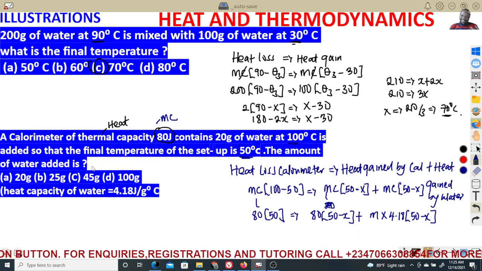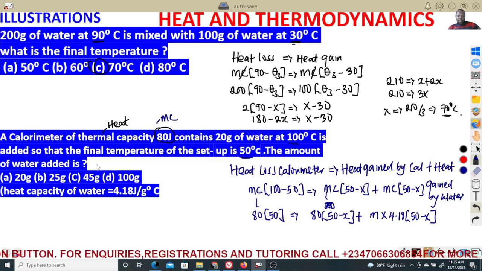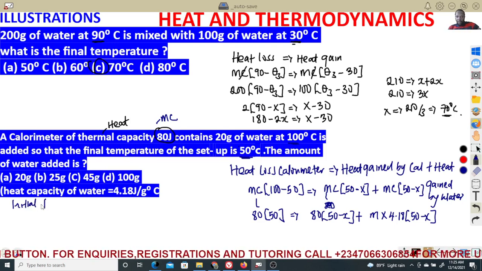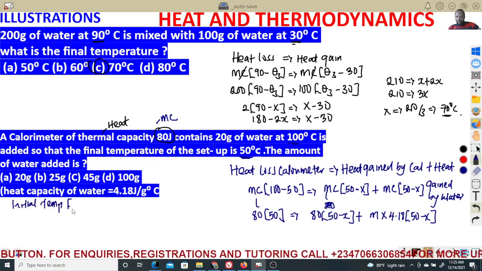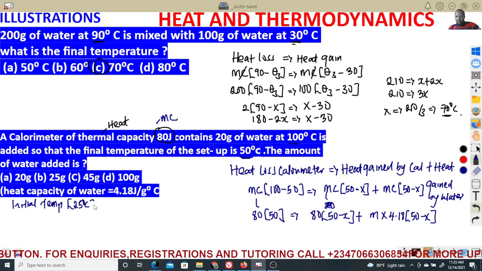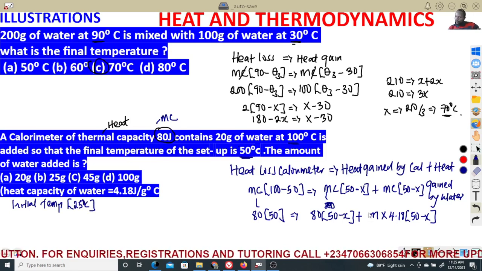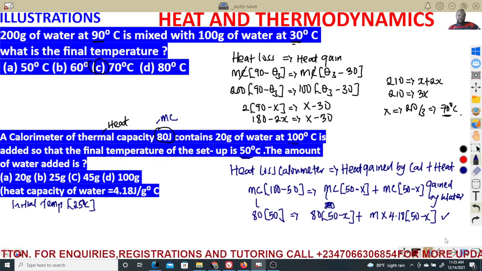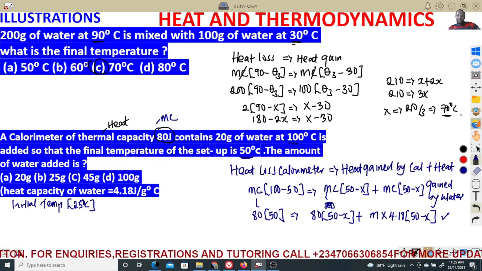You have the initial temperature of water. So the initial temperature of water should be given. So we can take it as 25 degrees Celsius, which would be the value of your theta here to solve for the mass of water. So this is the relationship you set for the second question to get the right answer. So that's that, and that's that.